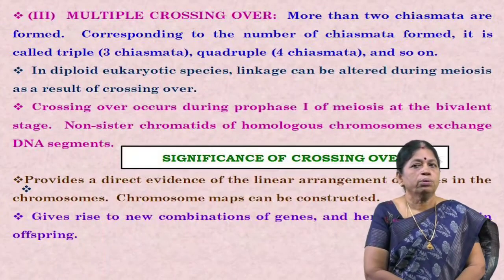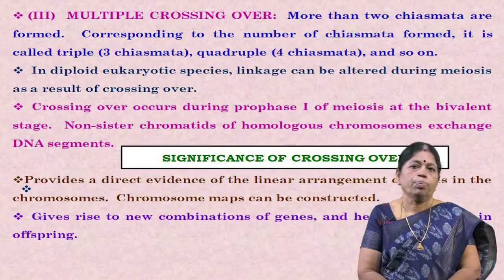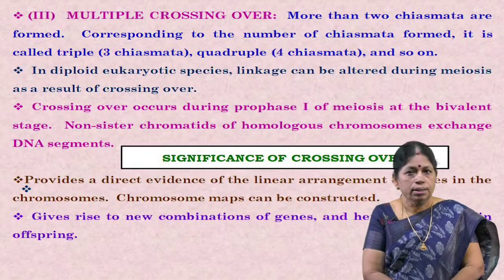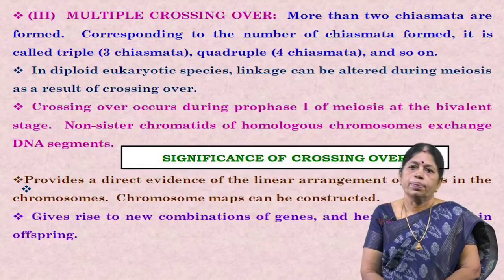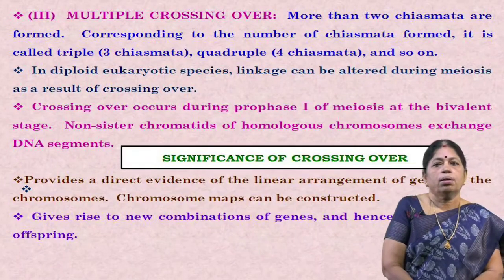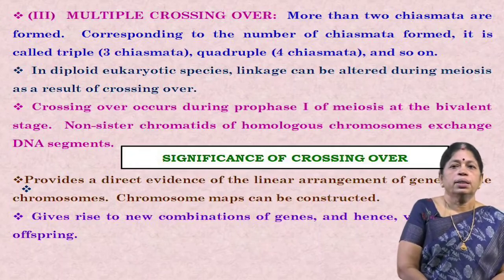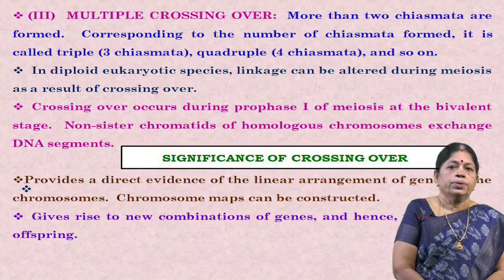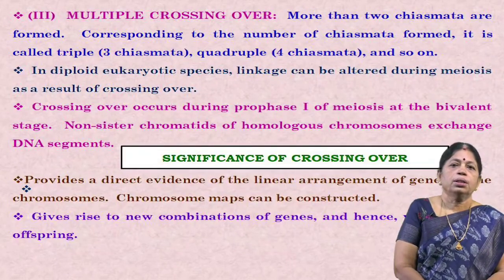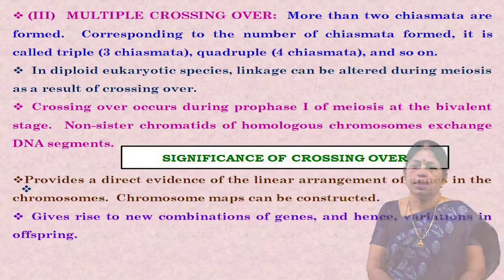Multiple crossing over means there are more than 2 chiasmata. Chiasmata means crossing, that is the point where the junction or exchange of the genic material is taking place. Corresponding to the number of chiasmata formed, it is called triple chiasmata or quadruple. If crossing over occurs at 4 places, or 4 chiasmata occur, it is called quadruple, and so on. In diploid eukaryotic species, linkage can be altered during meiosis as a result of crossing over. Crossing over occurs during the first meiotic division.